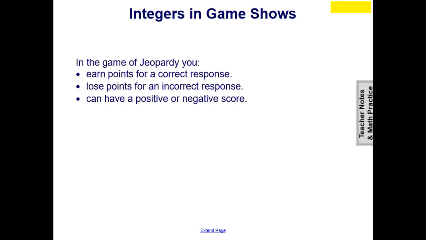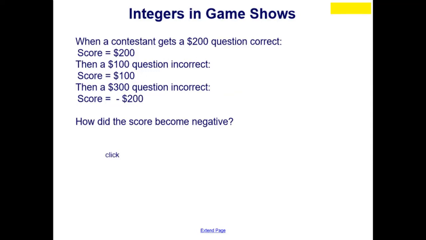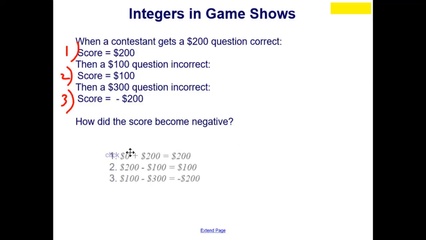Well, let's take a look at an example of a contestant's score. When a contestant gets a $200 question correct, the score is $200. Then a $100 question incorrect, their score would be $100. And then a $300 question incorrect, their score would be -$200. There were 3 questions asked, and how did the score become negative? Well, we have to look at the sign of each score.